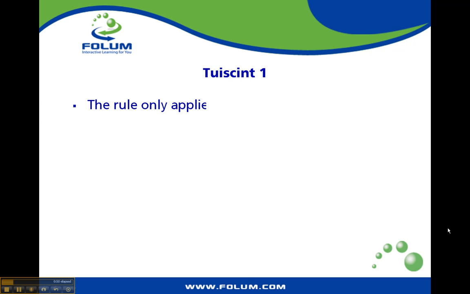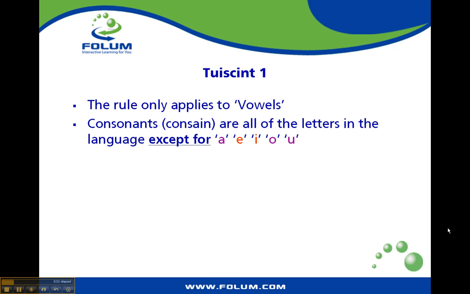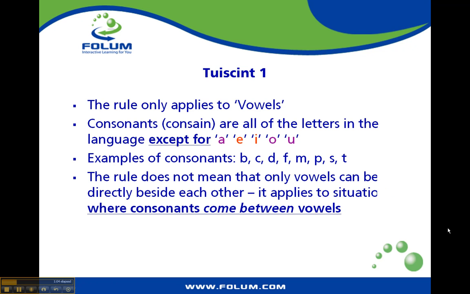So the rule only applies to vowels, and consonants in Gaeilge are all of the letters in the language except for A, E, I, O and U. That's straightforward enough. Examples of consonants obviously are B, C, D, F, P, S, T, any of those. The rule does not mean that only vowels can be directly beside each other. It applies to situations where consonants come between vowels, and that's really important, so note that down. We're dealing with situations where consonants come between vowels.